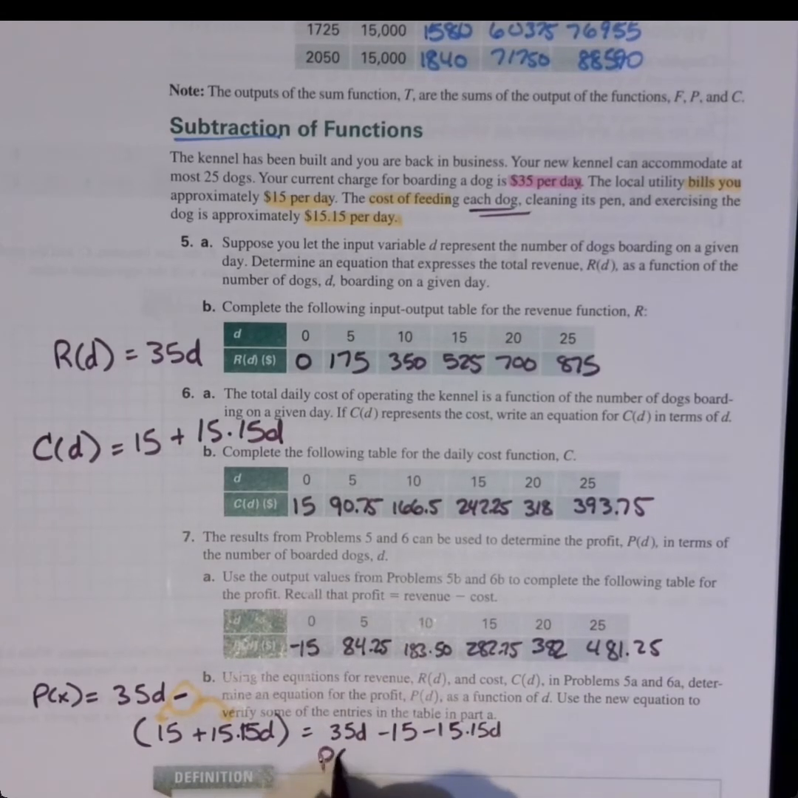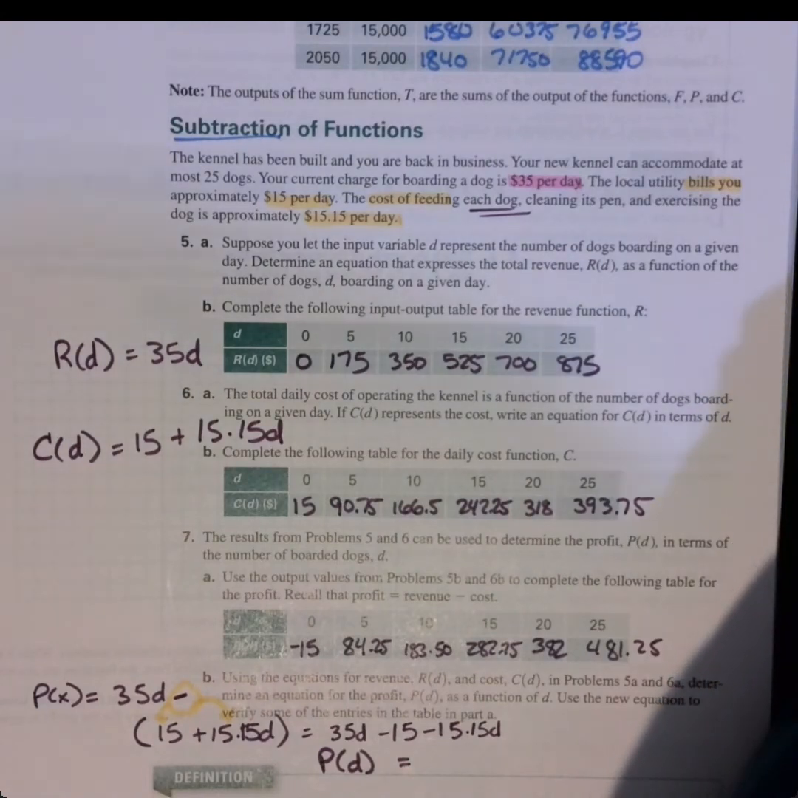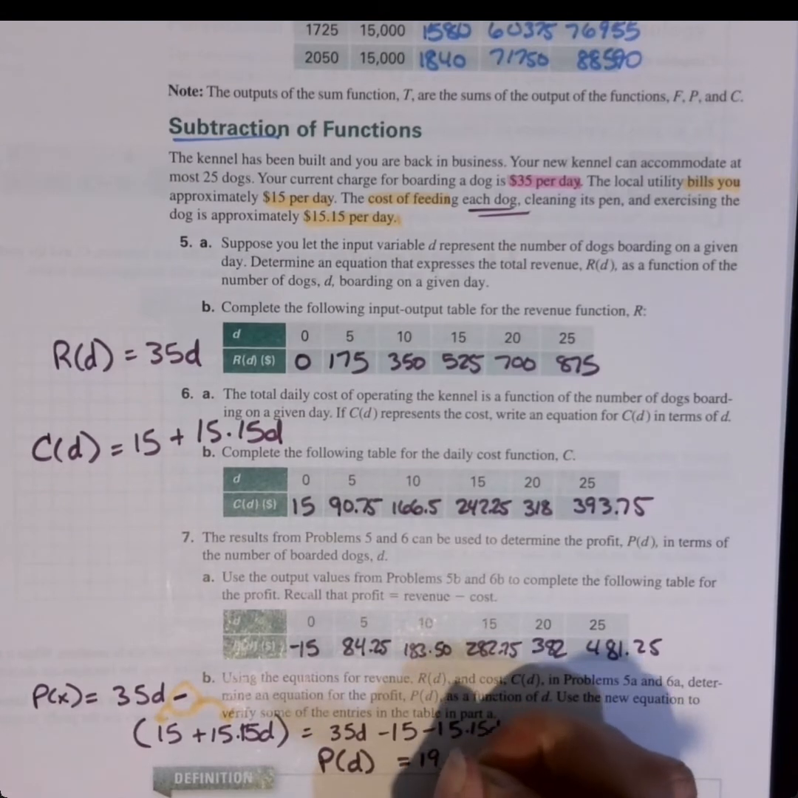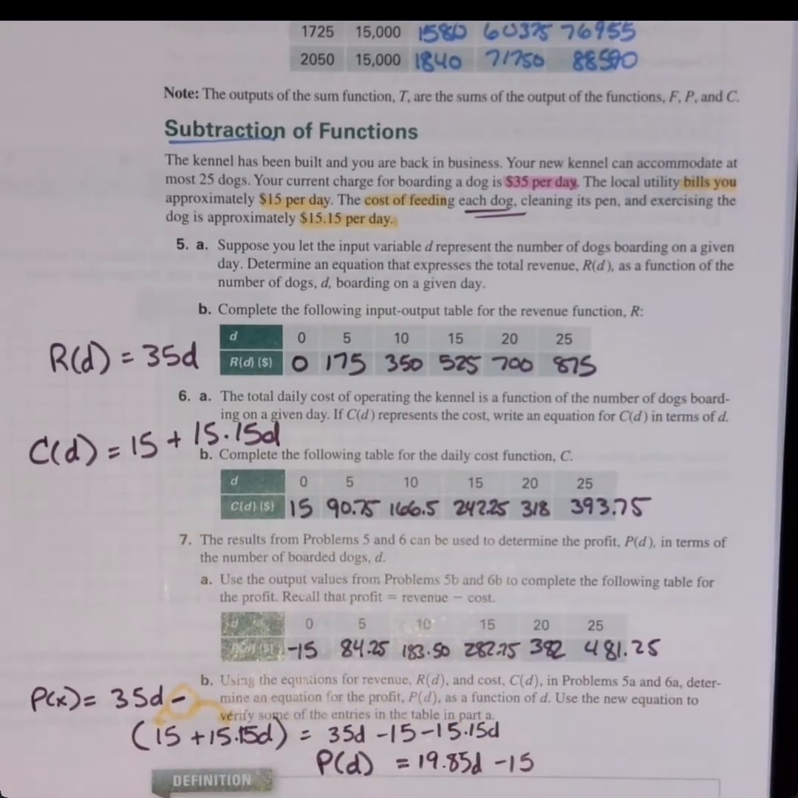So our simplified profit function, 35D minus 15.15D minus 15, this is our profit function. I'm going to call it little p here. And I need to figure out what, 35 minus 15.15. So that's 19.85D minus 15.